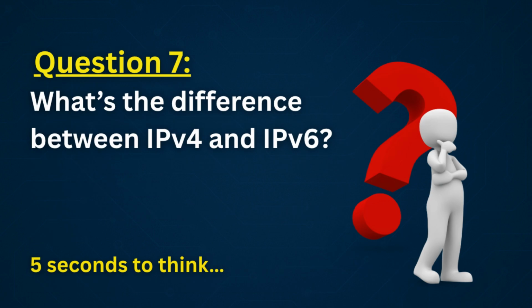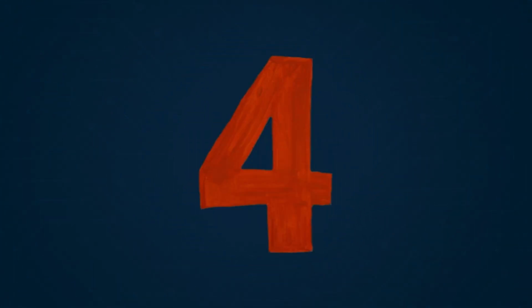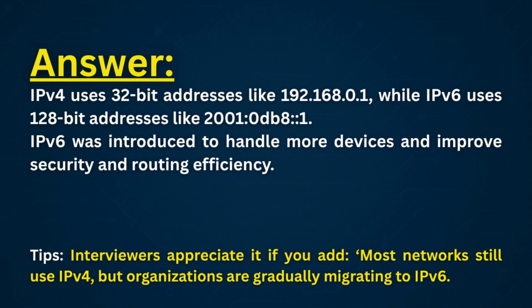Question 7. What's the difference between IPv4 and IPv6? You've got 5 seconds to think. IPv4 uses 32-bit addresses, like 192.168.0.1, while IPv6 uses 128-bit addresses, like 2001:0DB8::1. IPv6 was introduced to handle more devices and improve security and routing efficiency.